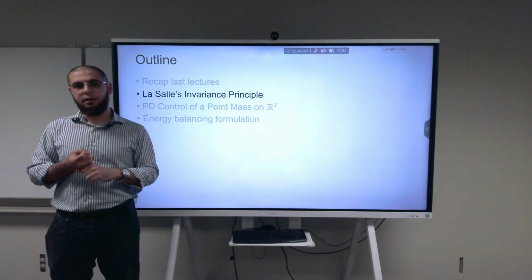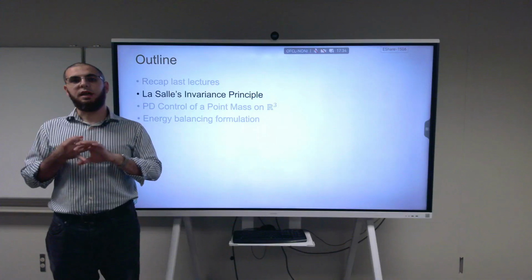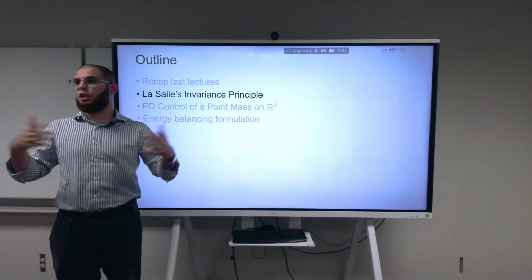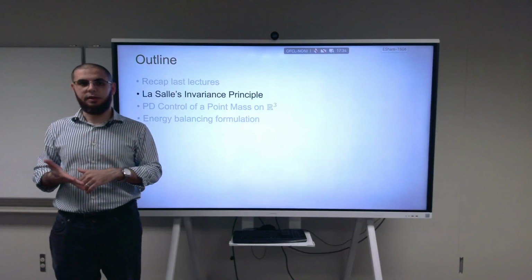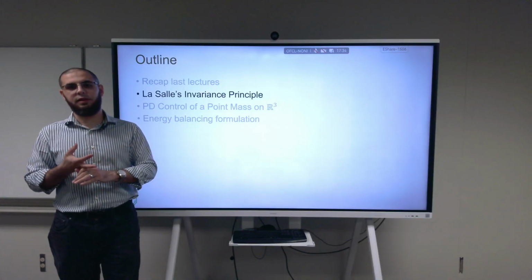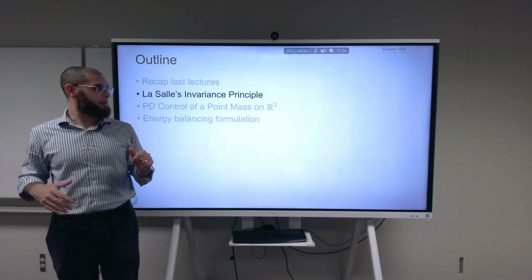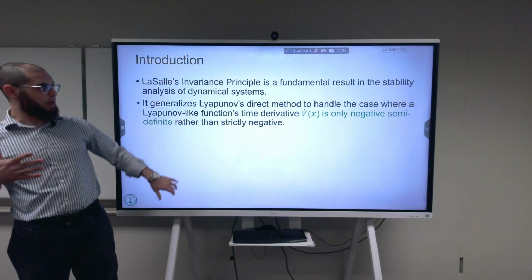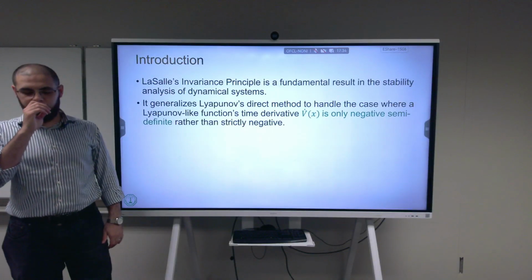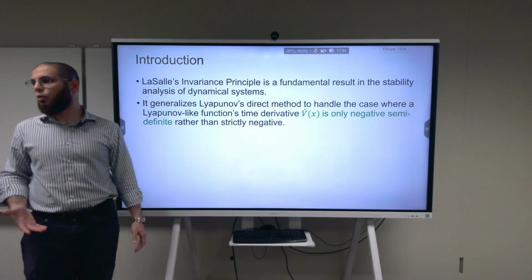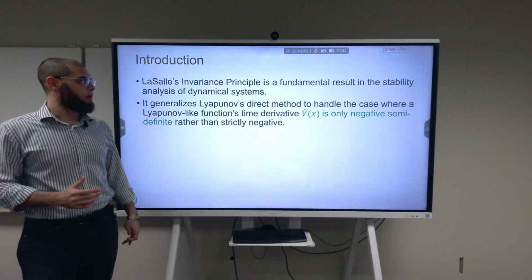So given a v, how do you show it's positive definite? Given a v dot, how do you take that v and compute the v dot? And then you check for positive definiteness and negative definiteness of v and v dot respectively. Now we'll look at LaSalle's invariant principle, but before we look at how it works, let's see the motivation behind it. Why do we need an extra result? Why is Lyapunov's direct method not enough?